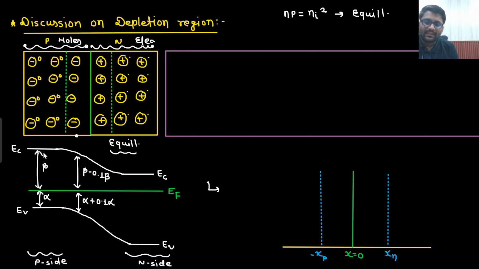Now someone will say, sir, this gap is representing the number of electrons. The gap between EC and EF would represent the number of electrons. The gap between EF and EV would represent the number of holes. This gap is very much more.